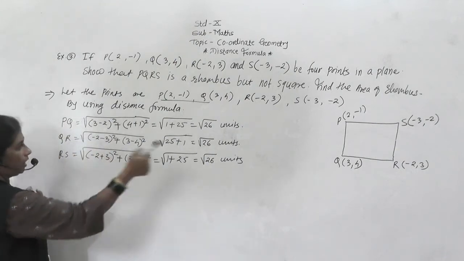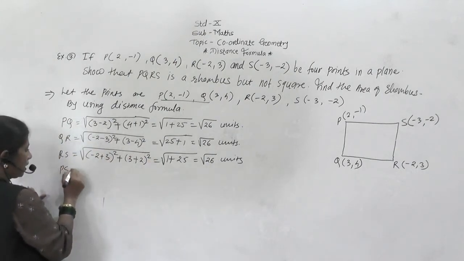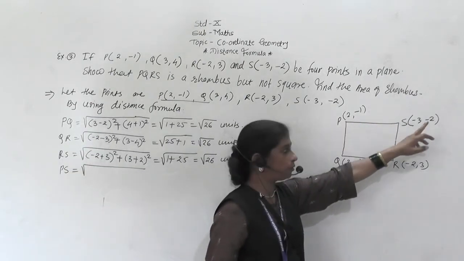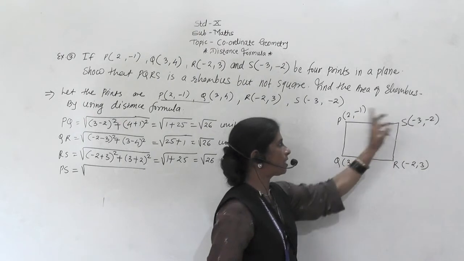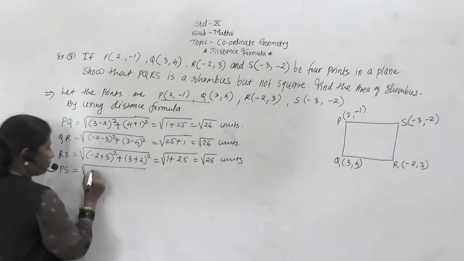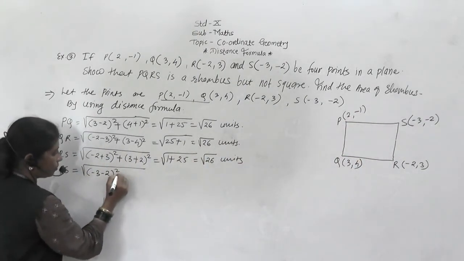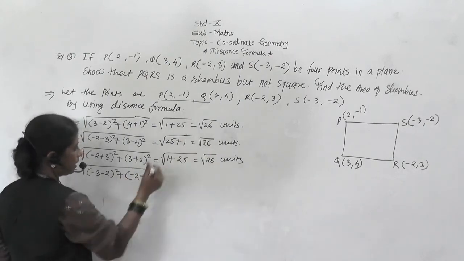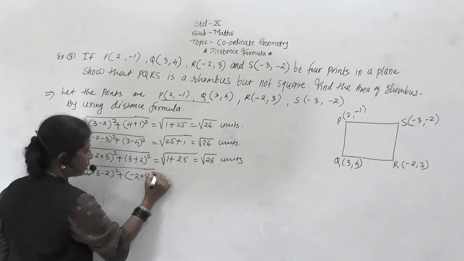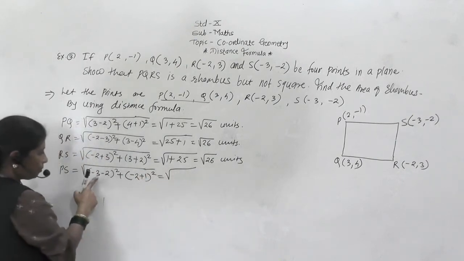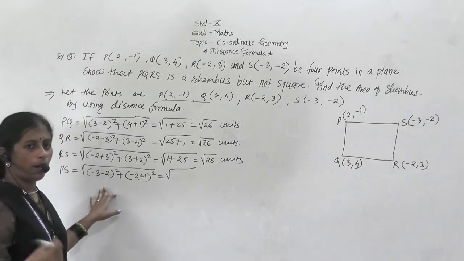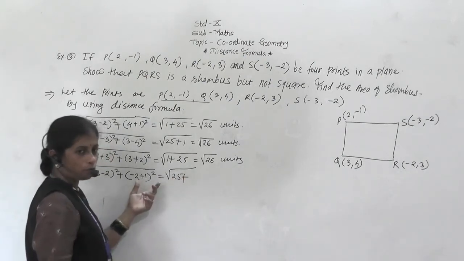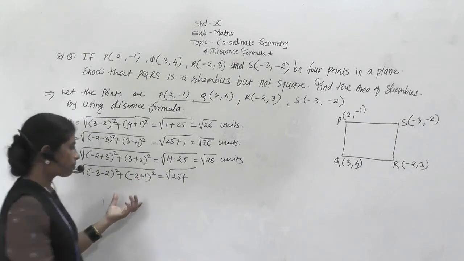Then what about the remaining PS, right? So PS, here x1, y1, x2, y2. x2 minus x1: minus 3 minus 2, whole square, plus y2 minus y1: 2 minus minus 1, plus 1, whole square. So here you will get minus 3 minus 2, of course minus 5, minus 5 square is 25. 25 plus here 2 plus 1... minus 1 square is what? 1.